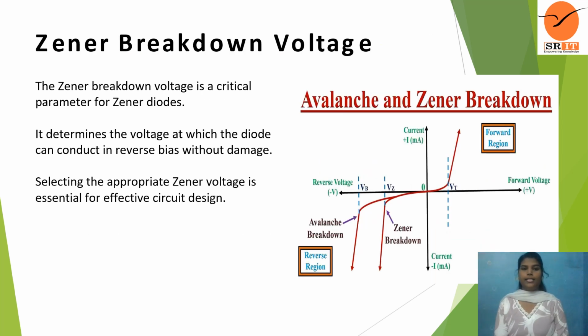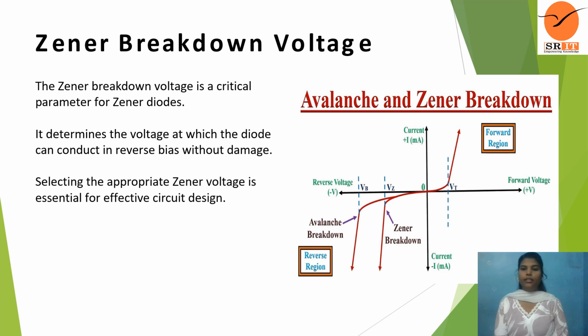Zener breakdown voltage. The Zener breakdown voltage is a critical parameter for Zener diodes. It determines the voltage at which the diode can conduct in reverse bias without damage. Selecting the appropriate Zener voltage is essential for effective circuit design.